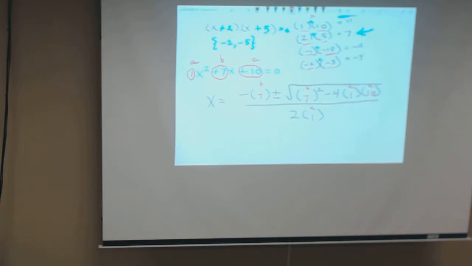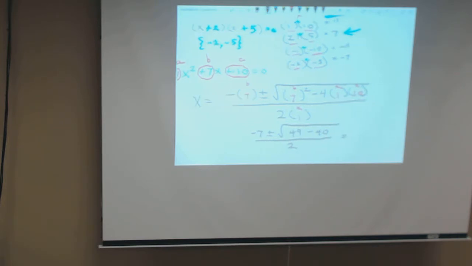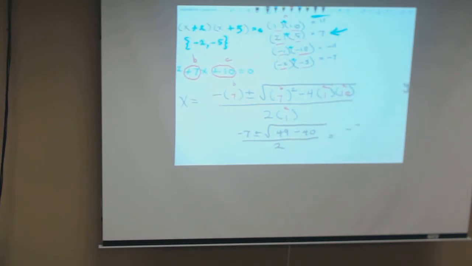And what happens when we do the math is we say, okay, so now we have negative 7 plus or minus the square root of 49 minus 40 over 2, which would equal -7 plus or minus the square root of 9 over 2.